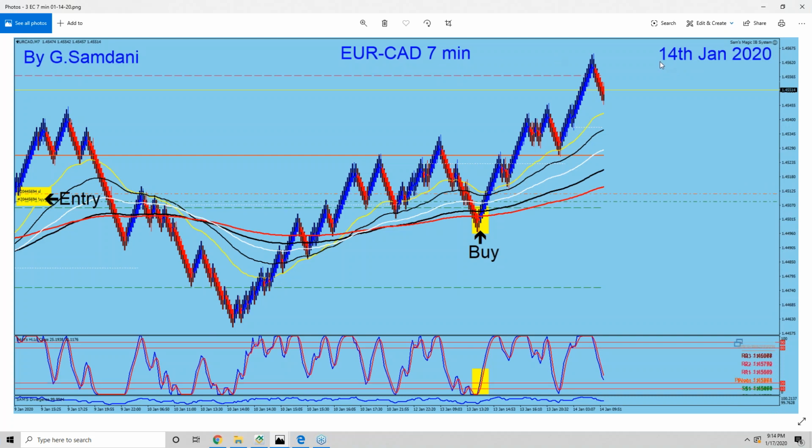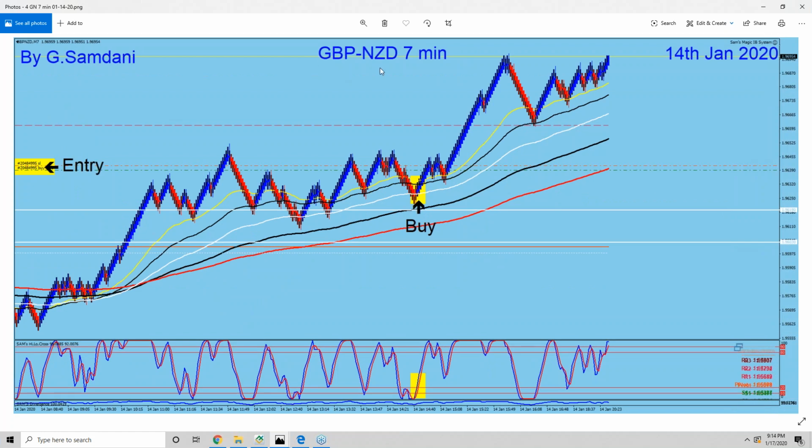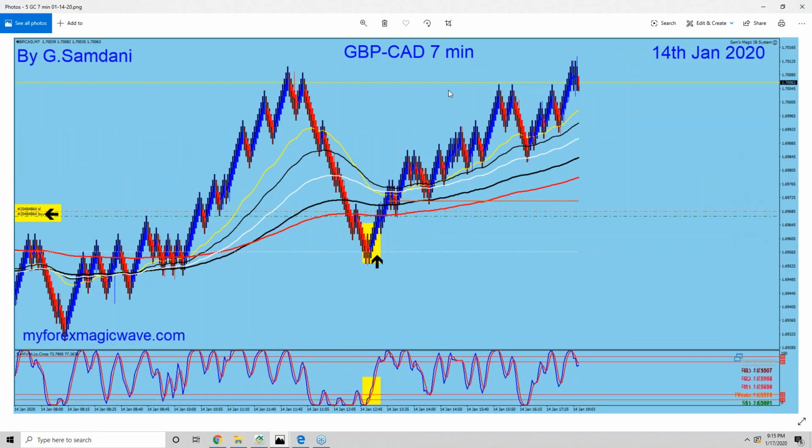So EURAUD 7-minute, on the 14th I closed, right? And then similarly pound NZD, the entry was also on the 14th, and was a very nice buy trade here. See, all of my trades are buys, and the SL moved to break even plus, safe and sound, and travel. So this is on the 14th, and then this is pound CAD.